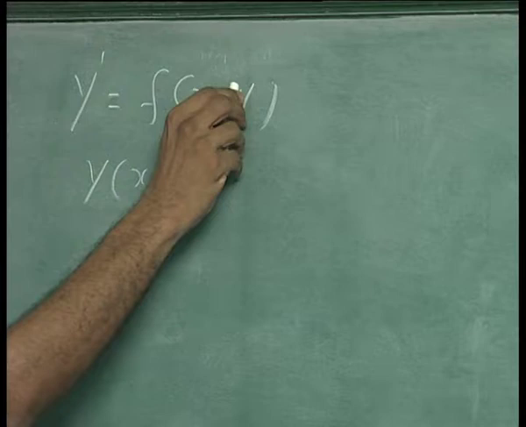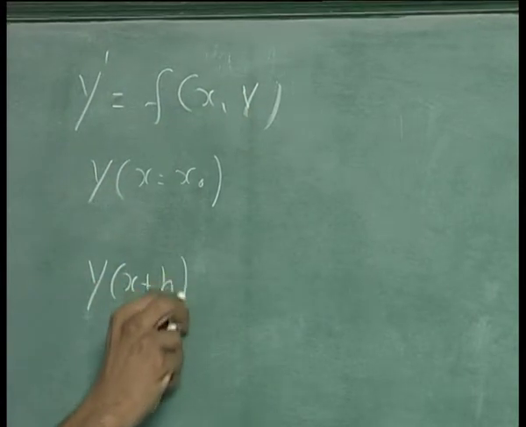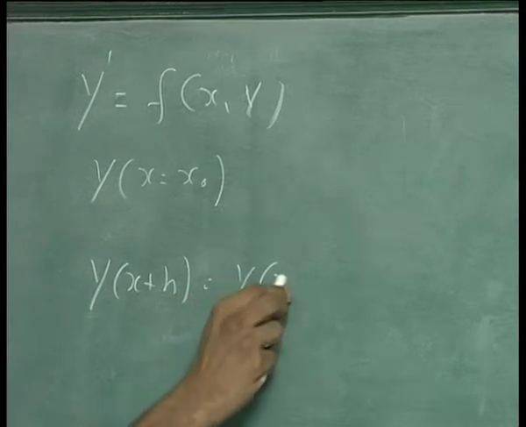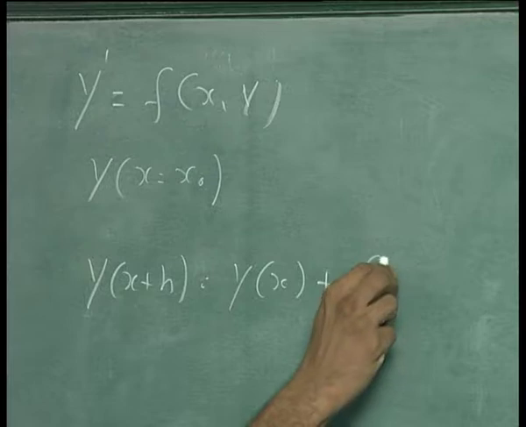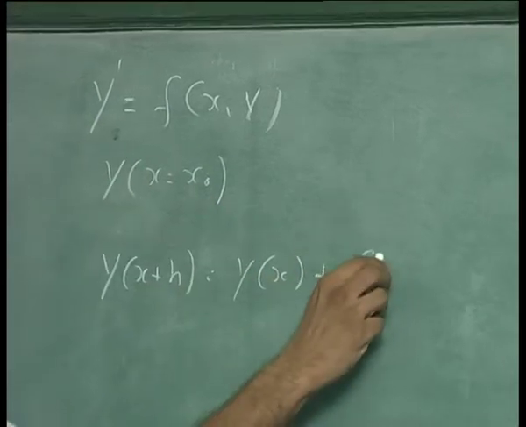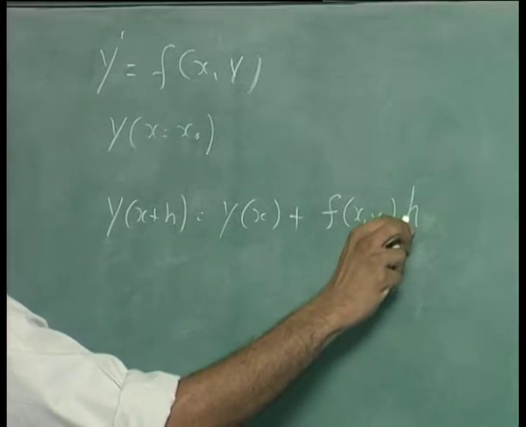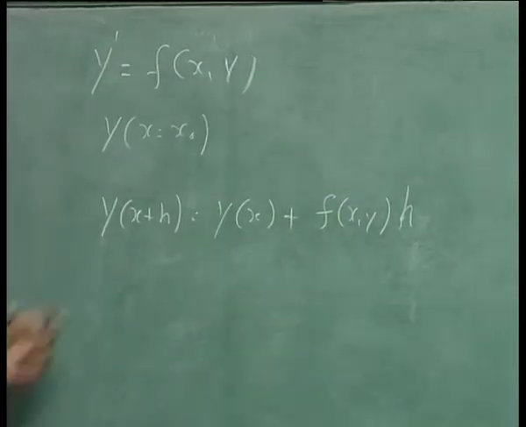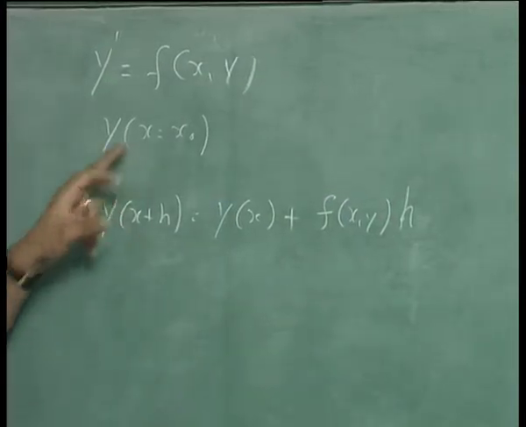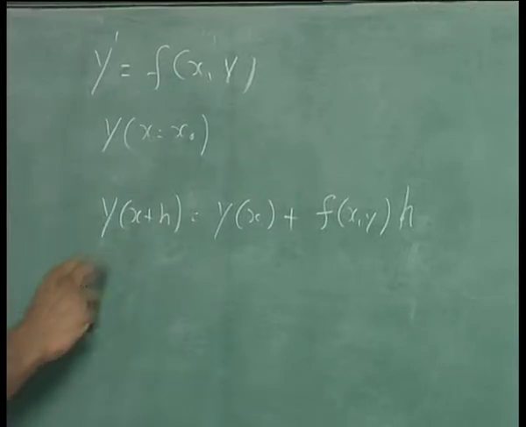And in these methods we wrote y at x plus h as y of x plus f, that is y prime evaluated at x comma y, into h. So that is one method which we called Euler's scheme, and then we can go starting from x0 to the other end of the interval which you are interested in.